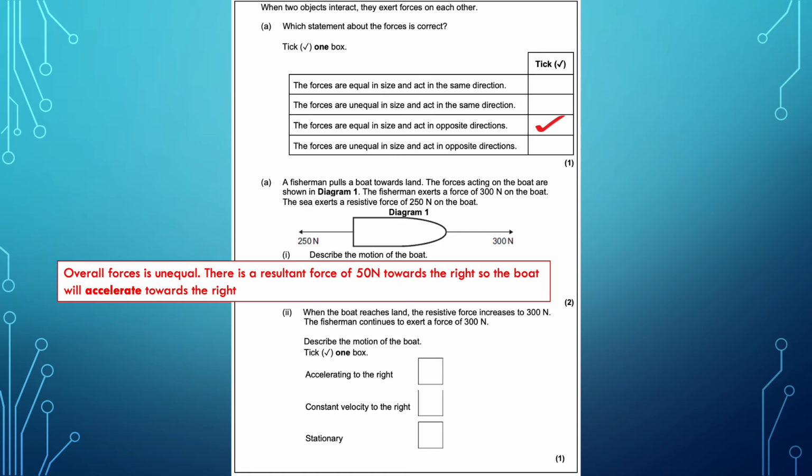Even if you put that the boat will move towards the right, you'll get a point there, but you need to be specific and specify that there is a resultant force towards the right of 50 newtons and that it will accelerate towards the right.